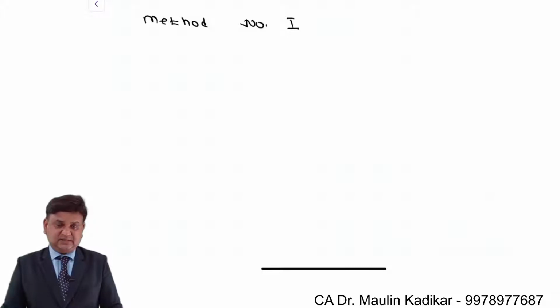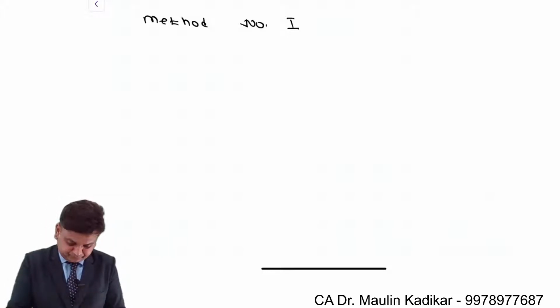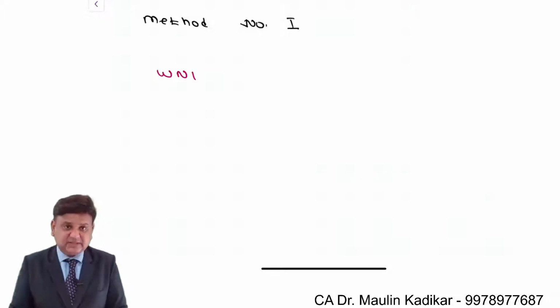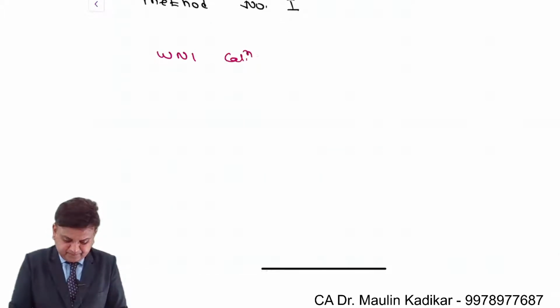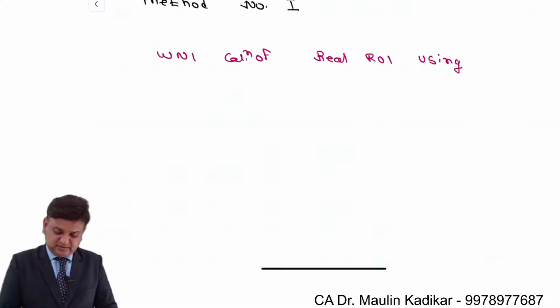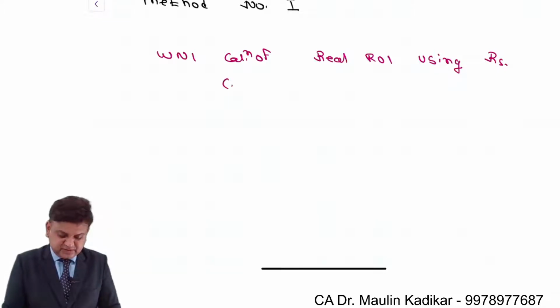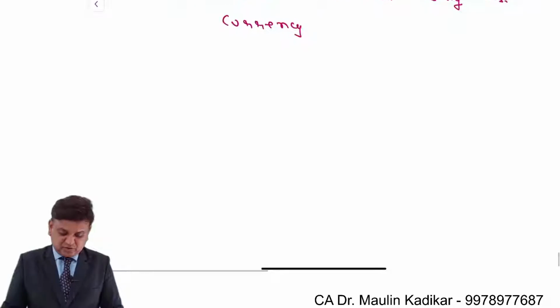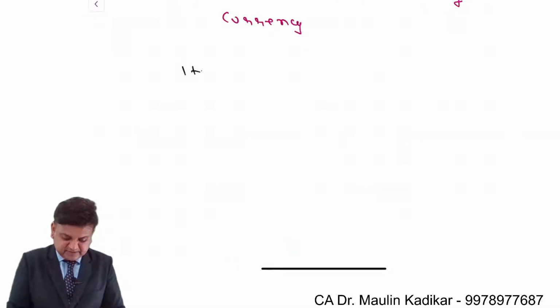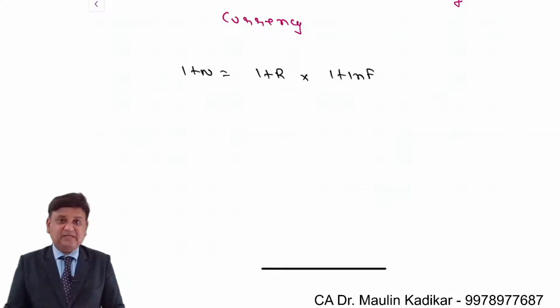So we understand something like this. Everybody is requested to pay attention. First of all, we can do the working like this. Working note number 1: calculation of real rate of interest using rupee currency. Because as far as the rupee currency is concerned, you have been provided with the nominal rate of interest as well as the inflation. So what will happen over here? 1 plus n is equal to 1 plus r into 1 plus inflation. This is the way we are required to apply the formula.